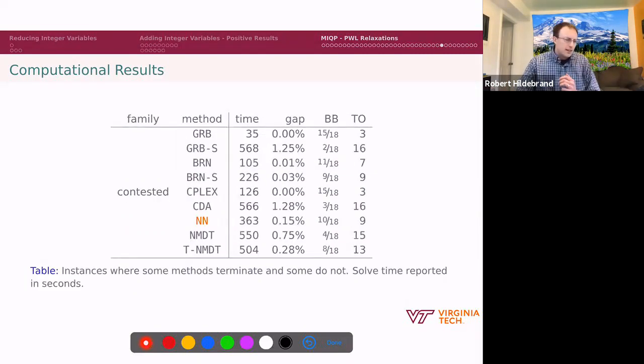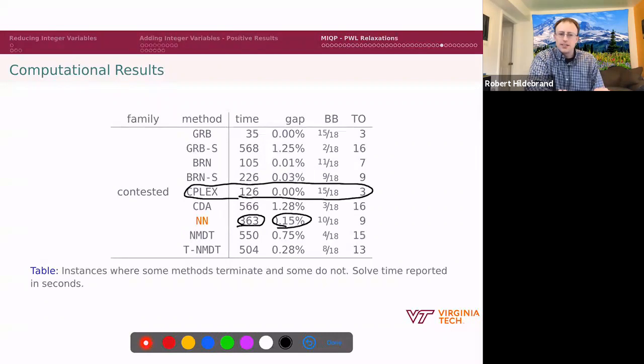On what we call contested instances, the ones where some solved them and others didn't, we see some nice improvement here. Our time is usually smaller than some of the other ones at least, and the gap seems to be pretty favorable, at least in comparison to some of them. And notice Cplex actually does a stand-up job here. They're doing a really great job on these instances.